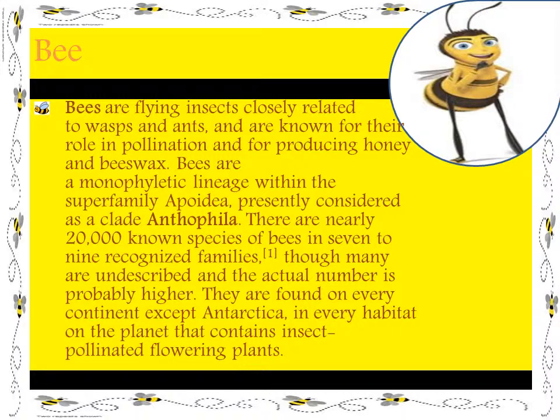Bees are a monophyletic lineage within the superfamily Apoidea, presently considered as a clade, Anthophila. There are nearly 20,000 known species of bees in 7 to 9 recognized families. Though many are undescribed and the actual number is probably higher, they are found on every continent except Antarctica, in every habitat on the planet that contains insect-pollinated flowering plants.